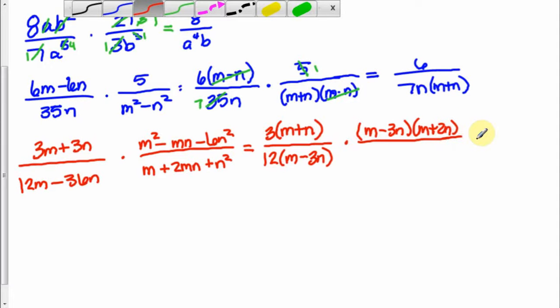Now if you FOIL that out, let's FOIL it verbally. You can go back and listen to it later. M times m is m squared. Do outer and inner. M times 2n is 2mn plus -3n times m is -3mn. And when you add those together, you get -1mn. And then -3n times +2n is -6n squared. So that is the way you do it. You just attach n's on the end.